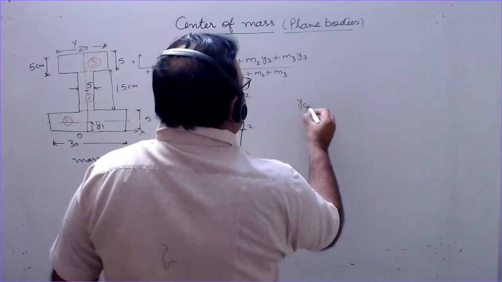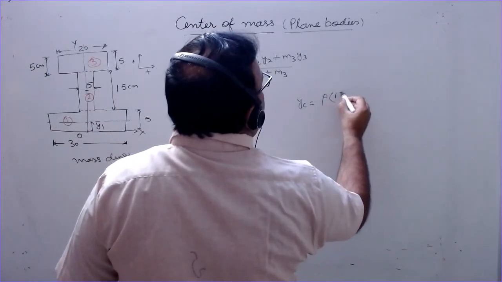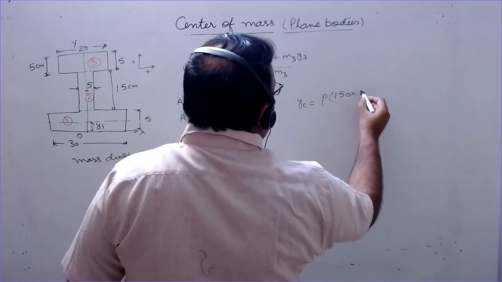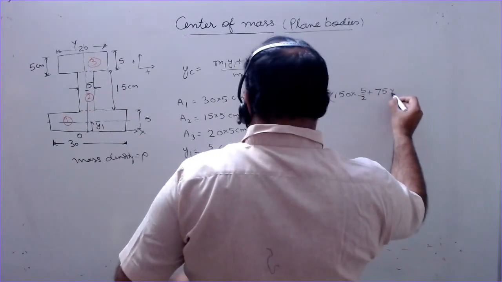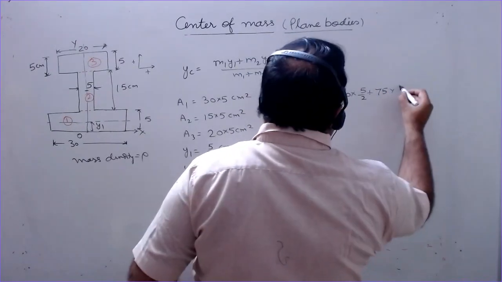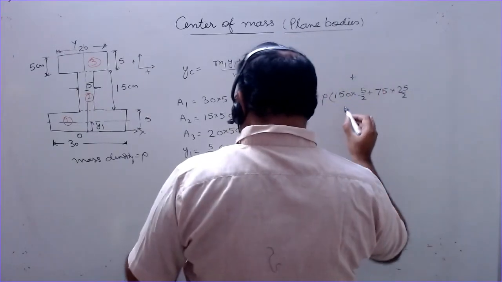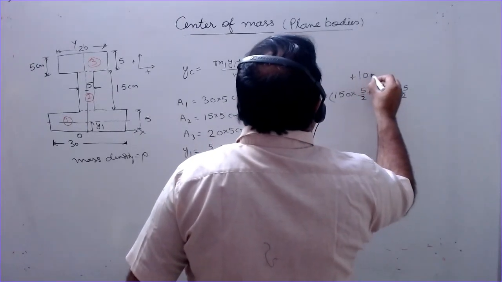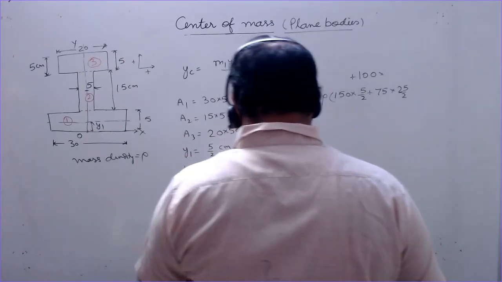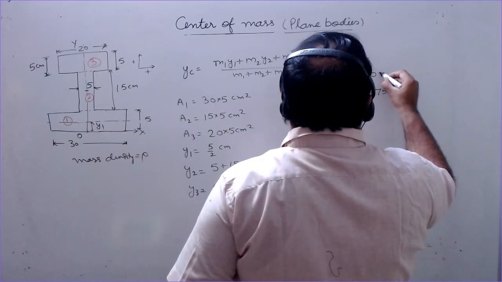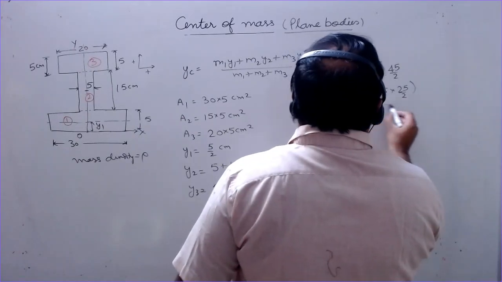So yc is mass density into area, 30 into 5, 150 into y1, 5 by 2, plus 75 into y2, which is 25 by 2, plus the third area, which is 100, into y3, which is 20 plus 5 by 2, 45 by 2, divided by the total area.